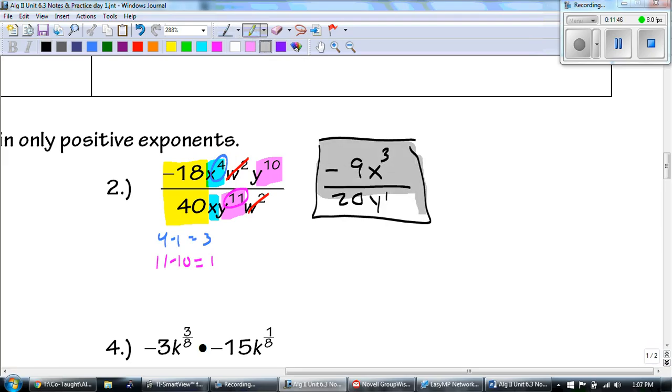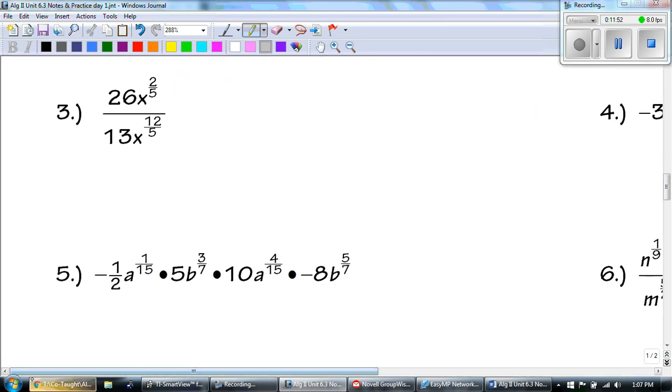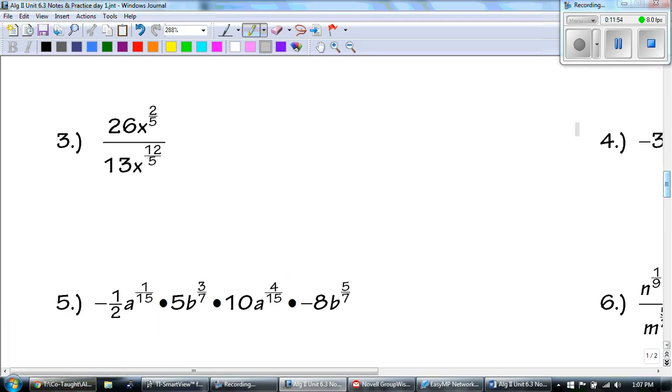Okay, all we're doing is just being organized. Okay. Don't get too scared. Okay? The first thing we have to do is the division. 26 divided by 13. That's 2. Okay? And now who's bigger?